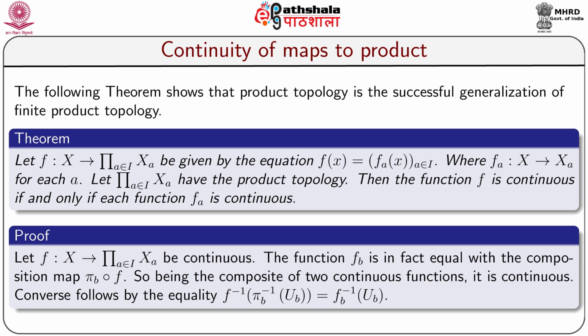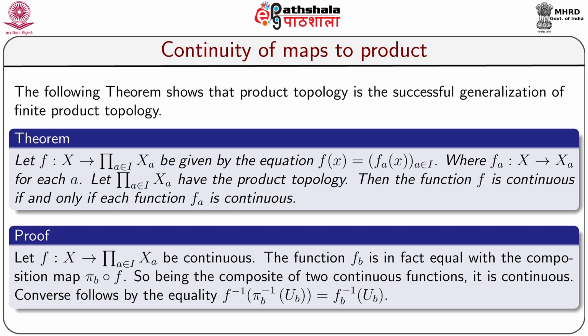For the proof, let the given function f from X to the product of X_α be continuous. Then the function f_β is in fact equal to the composition mapping π_β composed with f. So, f_β is the composition of two continuous functions f and π_β, hence this is continuous.